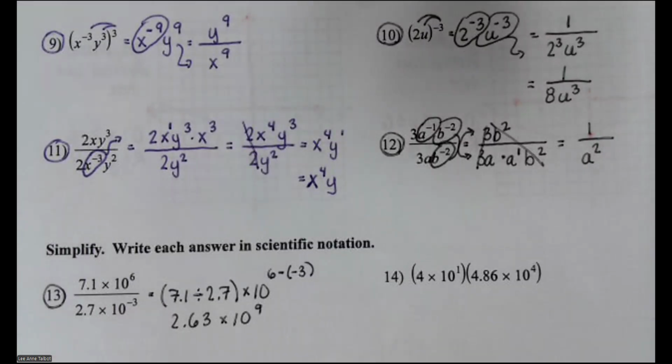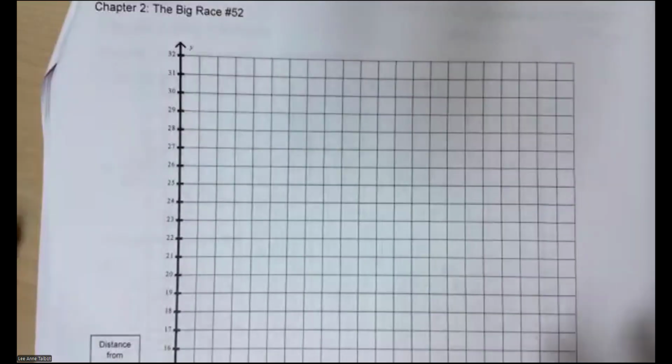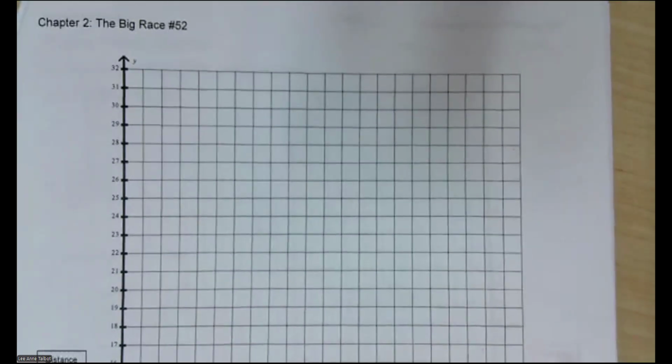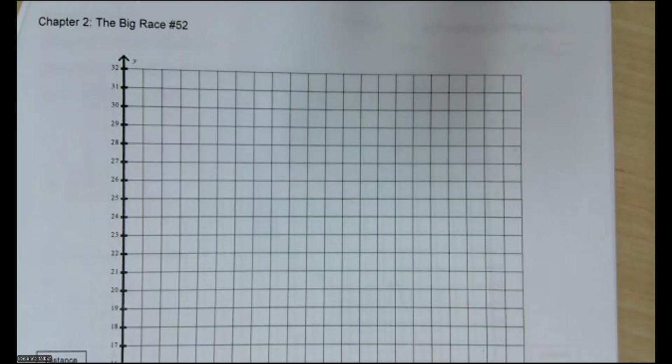Okay, now if you guys could find the page in the packet that has a big graph on it and it says the big race number 52. And on this graph, I'm going to use colored pencils and a ruler, a full ruler, not a protractor straight edge, a full ruler. You might want to grab a ruler.